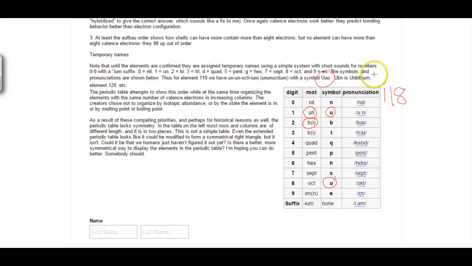That says element 120. I get 122. I think that's an error, actually. I think that is 122. I think 120 would be unbinilium. Anyhow. There you go. So this is the naming system that they have for the periodic table for the elements that have not yet been discovered. This is Introduction to the Periodic Table screencast 6.0.